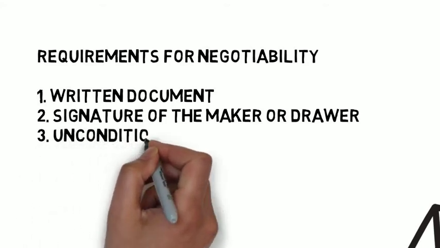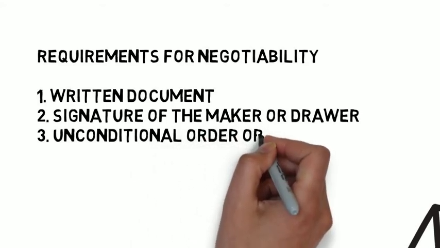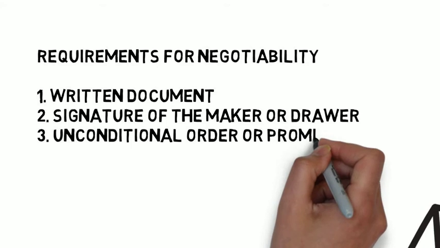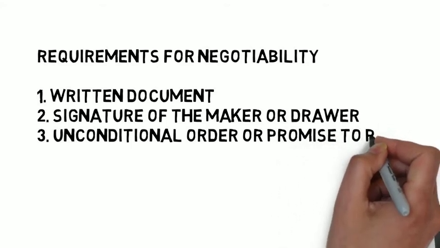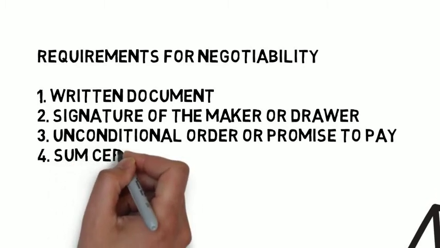Third, an unconditional order or promise to pay must be specific and not implied. Fourth, a sum certain in money, which is currency only, where any currency is acceptable.